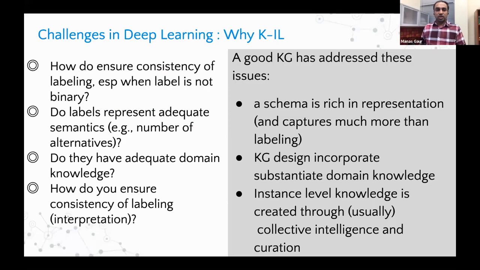There are some challenges that Dr. Sheth just talked about in the previous talk. I wanted to go more into the technical side, from the challenges that I myself have looked at in social good applications and safety critical applications. How do you ensure the consistency of labeling, especially when the label is not binary? For example, you have 4 labels in that data set, and I have 5 labels in the same data set. How does the model behave in those scenarios? Do labels represent adequate semantics?